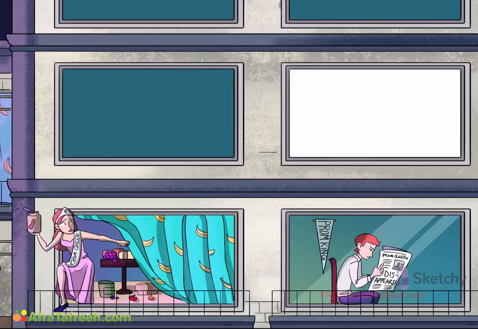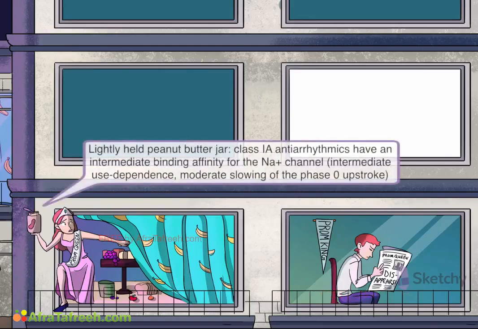For class 1 antiarrhythmics, sodium channel binding strength goes like this: 1C binds stronger than 1A, which binds stronger than 1B. Therefore, we've made the queen gingerly holding up that sodium channel peanut butter jar. She's not grasping it and she's not dropping it. It's somewhere in the middle. This results in an intermediate use dependence and a moderate slowing of the action potential upstroke.